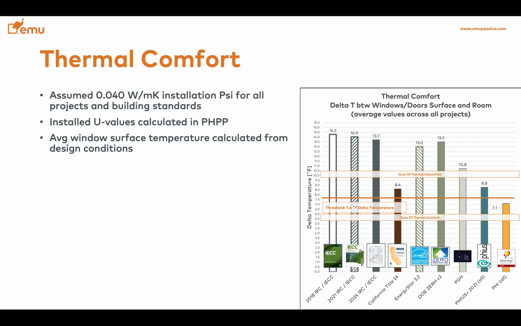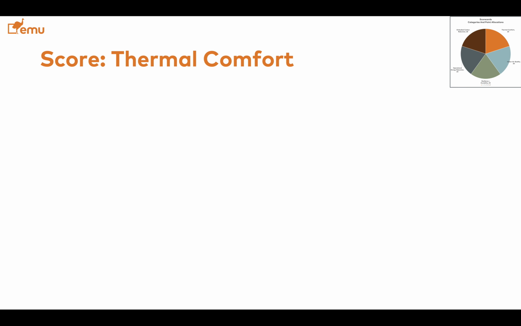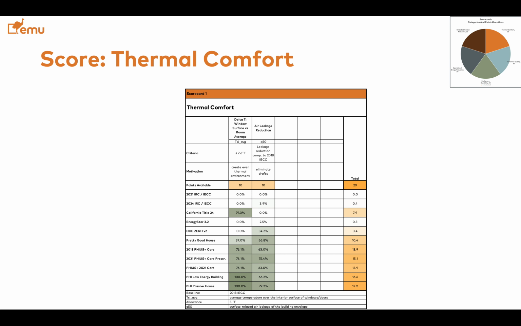You see the Energy Star is a little bit better. You see the DOE's Energy Rated is not much better. California 2024 looks better, but the climate is very mild, so their prescription does not really make too much of a difference. For scoring, this is what it looks like.